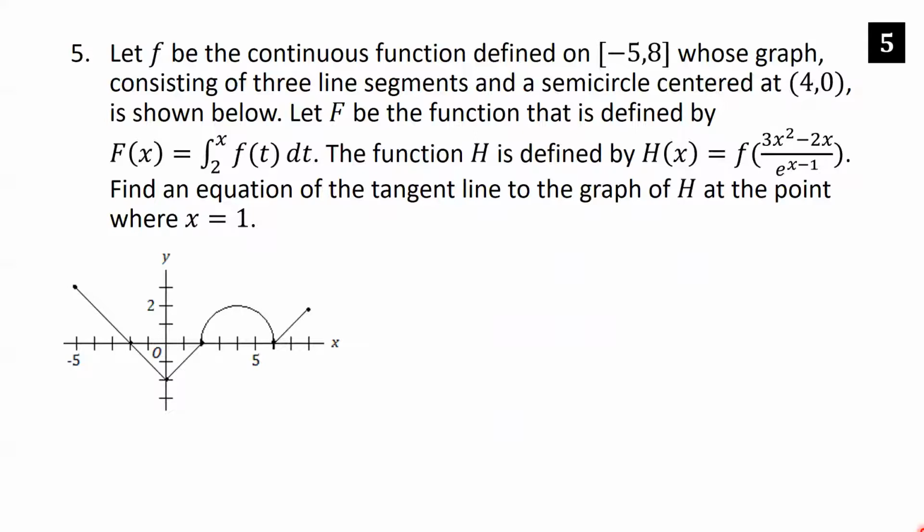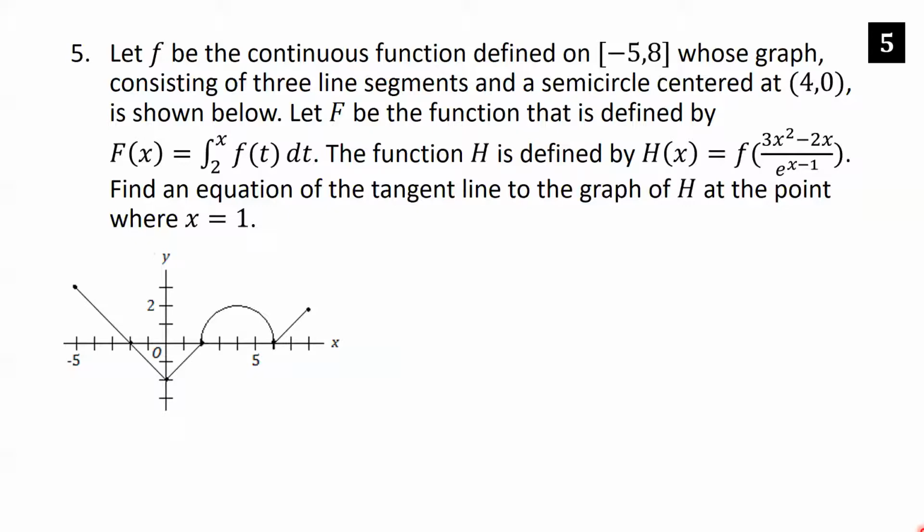Let little f be the continuous function defined on the closed interval -5, 8, whose graph, consisting of 3 line segments and a semicircle centered at 4, 0, is shown below. Let capital F be the function that is defined by capital F of x equals the integral from 2 to x of little f of t dt. The function h is defined by h of x equals little f of (3x squared minus 2x) over (e to the x minus 1).